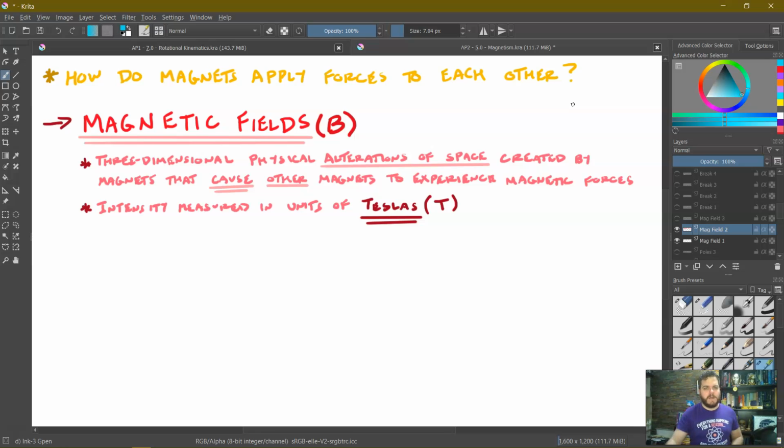Now, a couple things here. First off, we typically abbreviate magnetic fields with a capital B. Not 100% sure why we do that. I believe it just comes down to the notation it was originally written down in by some of the first physicists who studied it. Additionally, when we measure the intensity of a magnetic field, that intensity we label in units of Teslas, which we abbreviate with a capital T. And a Tesla is a really, really big magnetic field. Typically speaking, we deal in fractions of a Tesla.